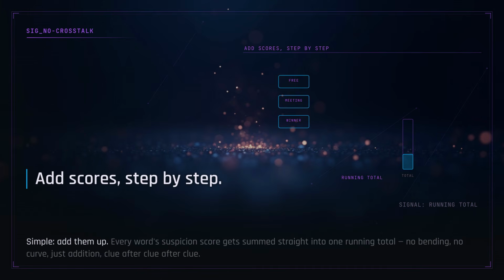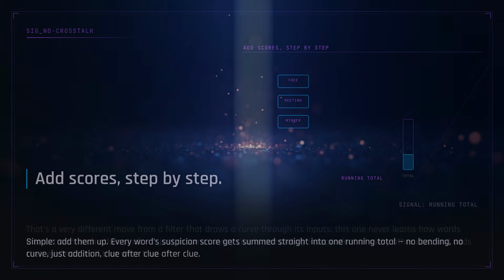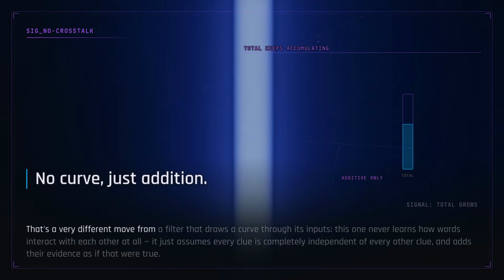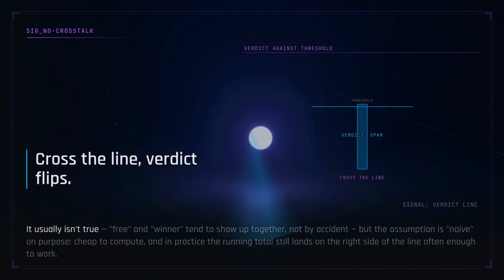Simple, add them up. Every word's suspicion score gets summed straight into one running total. No bending, no curve, just addition, clue after clue after clue. That's a very different move from a filter that draws a curve through its inputs. This one never learns how words interact with each other at all. It just assumes every clue is completely independent of every other clue and adds their evidence as if that were true. It usually isn't true.